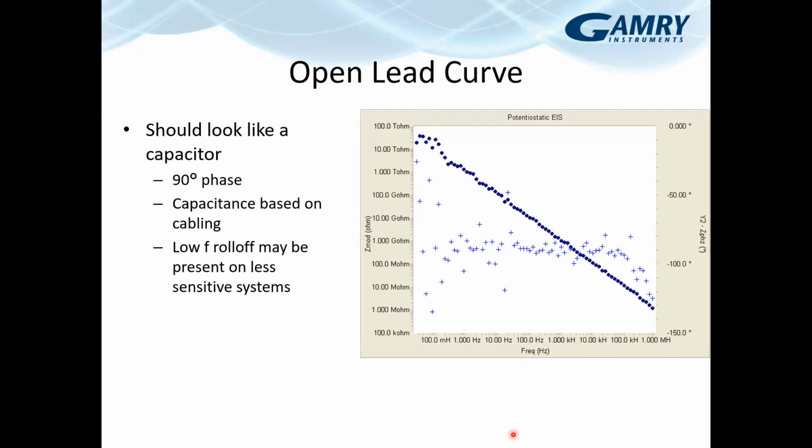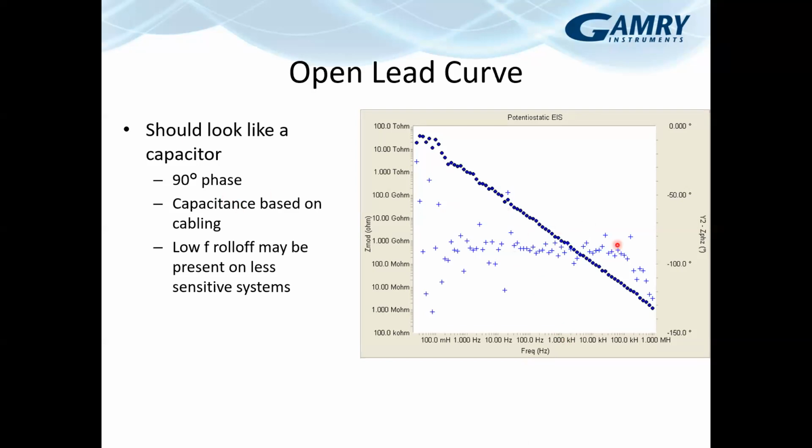The open lead curve is, again, kind of like the opposite of the shorted lead curve. We isolate. So the working and the working sense lead are connected together, and they're inside of a Faraday cage, and then the counter and reference are connected together outside of the Faraday cage. What this should look like is a capacitor, because that's what it is. We've got a big open lead at the end, so the only thing that we're measuring in this system is cable capacitance, and it's residual cable capacitance at that.